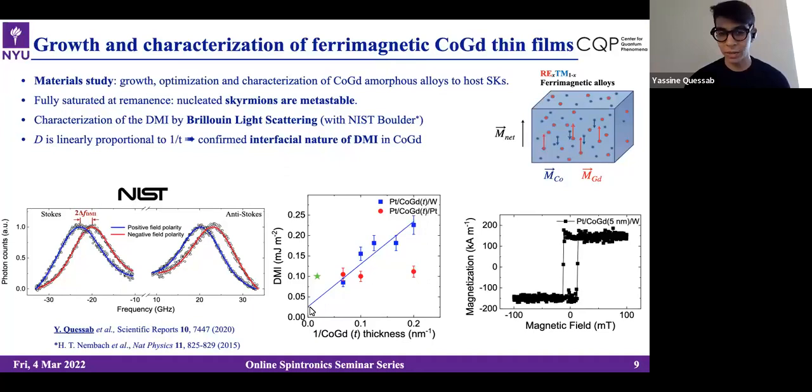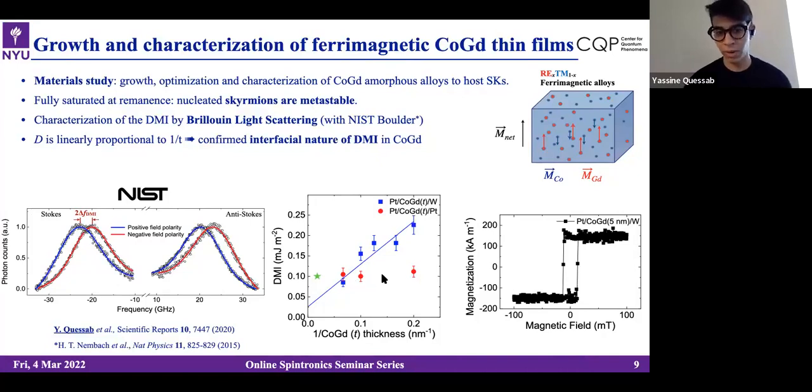You can see that there is a small intercept, and there is ongoing discussion to know whether or not that could be associated with a bulk DMI in cobalt gadolinium. And actually, there is another recent work that measured a bulk DMI in a 50 nanometer gadolinium iron cobalt thin film inserted between two silicon nitrides. And that is the green star that I added in this chart.